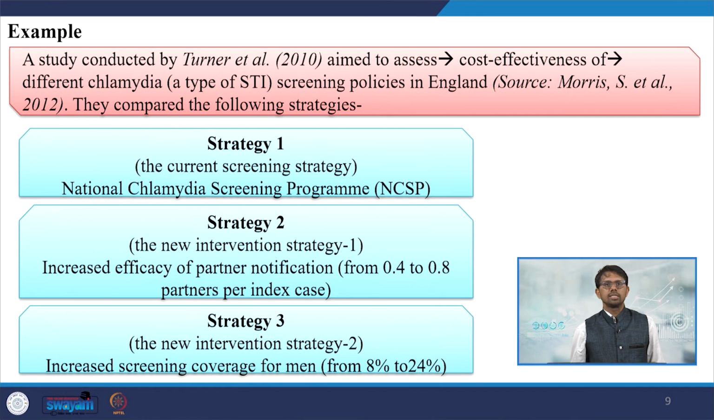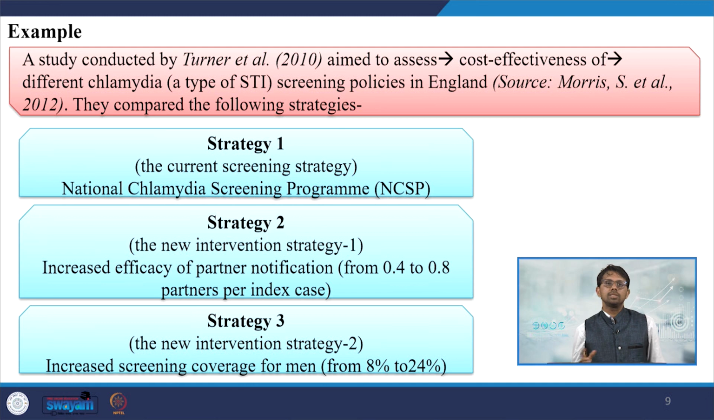In the first one, the current screening strategy is basically called NCSP, the National Chlamydia Screening Programme. The second one is called a new intervention, and the third one is another intervention to evaluate the NCSP. The new intervention, strategy one, is increasing the efficacy of partner notifications, usually from 0.4 to 0.8 partners per index case. We will give you that example.